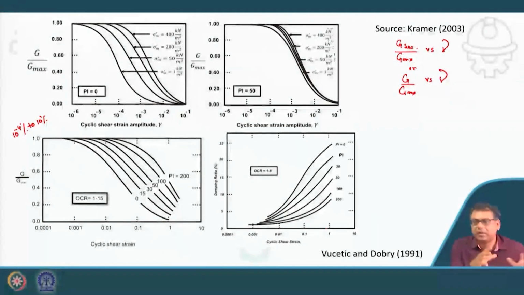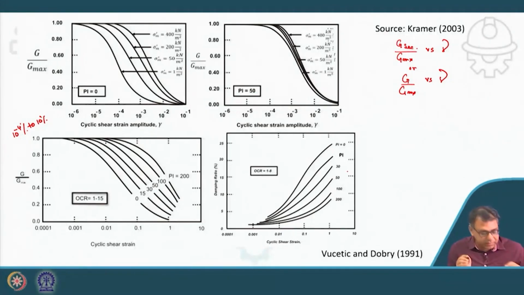So I have given one reference. You just read that paper, you will get some more idea. So this is your G by G max curve, which is called modulus degradation curve or modulus reduction curve, you can say. And this is also a G by G max curve, another G by G max curve, and this is a different G by G max curve. This is your damping curve. This is my damping ratio. Okay, this is the damping ratio curve.